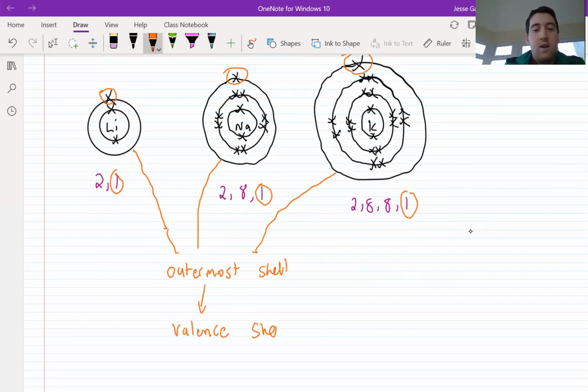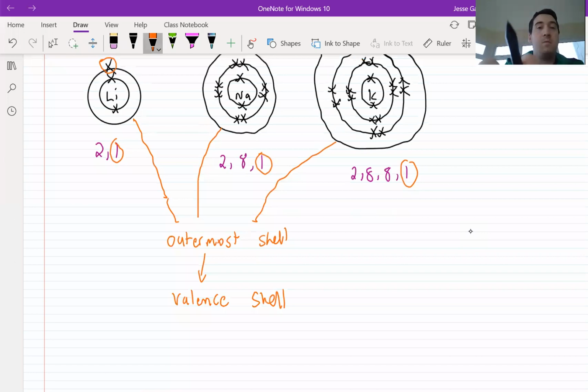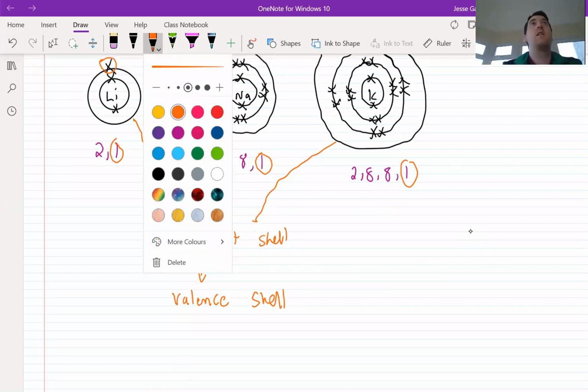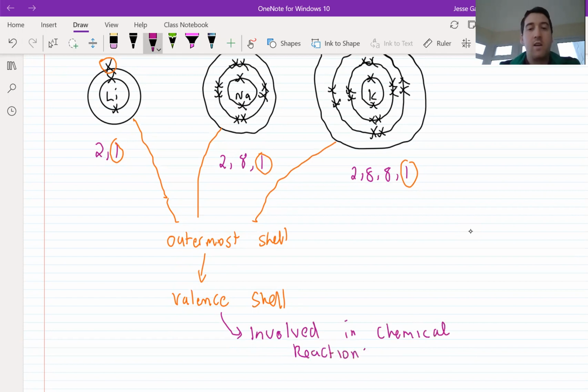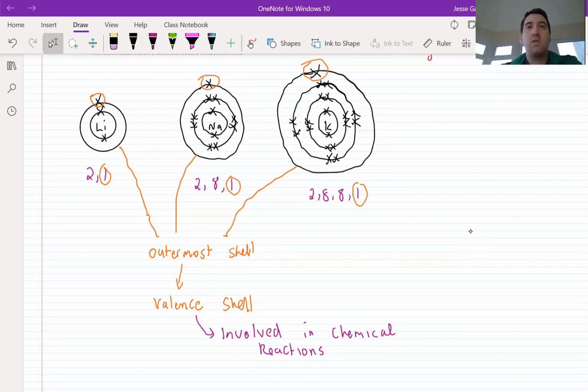Valence shell. And we're interested in the valence shell because it's the electrons in this shell that are involved in chemical reactions. The reason why these are the ones involved is because they're the ones on the outside of the atom. When atoms react and combine and join together, it's the outside of them that's going to come into contact with each other. So basically, it's always the outermost electrons that are involved in chemical reactions.